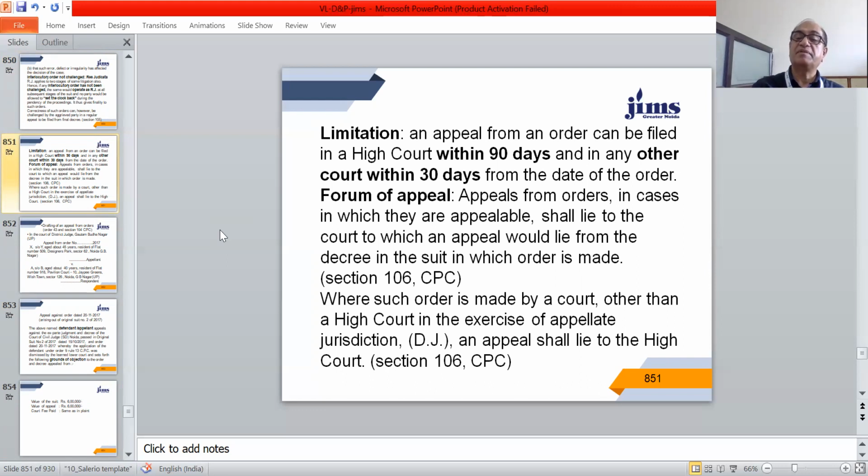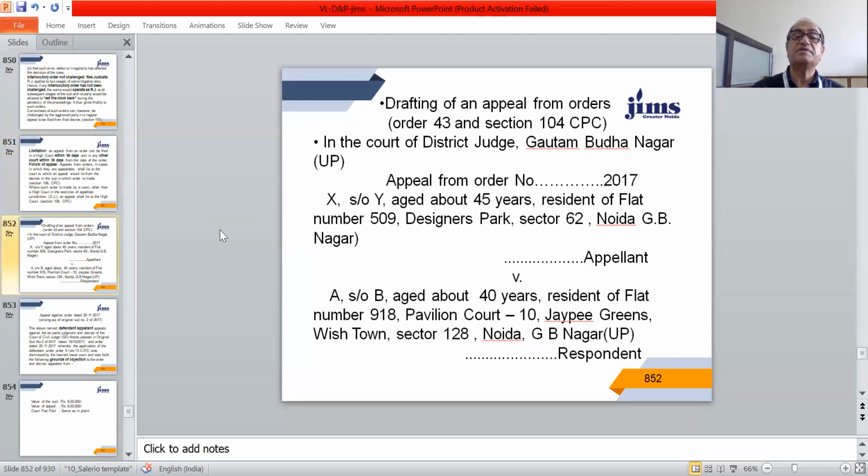And the forum of appeal shall be: appeal from orders in cases in which they are appealable. Appeal shall lie to the court to which an appeal would lie from the decree in the suit in which the order is made. This is the mandate of Section 106. So the appellate court will remain the same, whether you are filing an appeal against an order or an appeal against a decree. And dear students, please take note that where such order is made by a court other than a High Court, in exercise of appellate jurisdiction, like a District Judge, then the appeal shall lie to the High Court. This is the mandate of Section 106 of CPC.